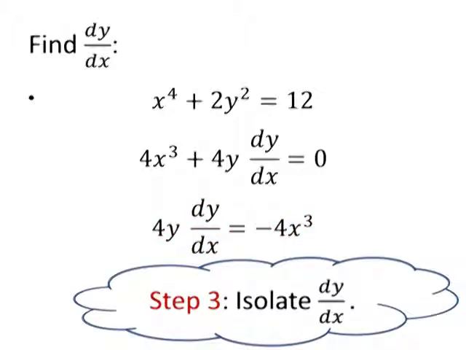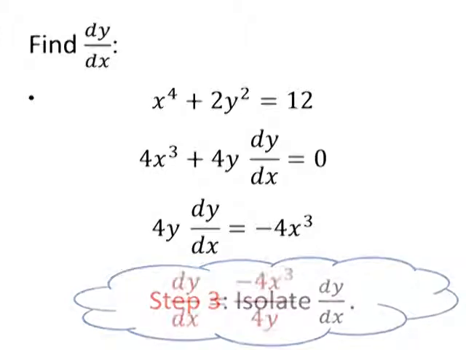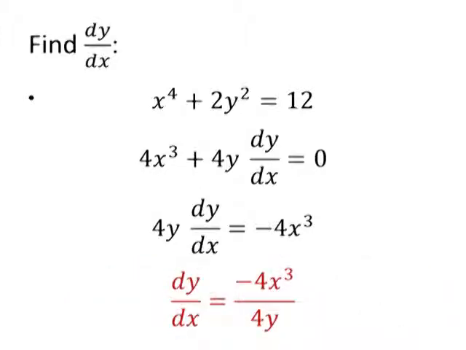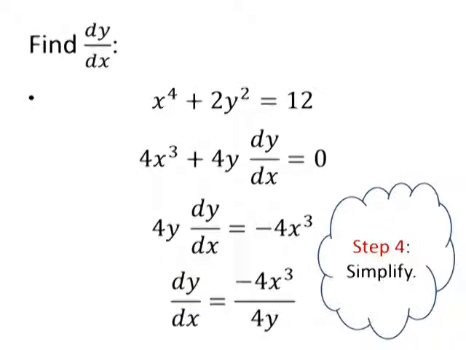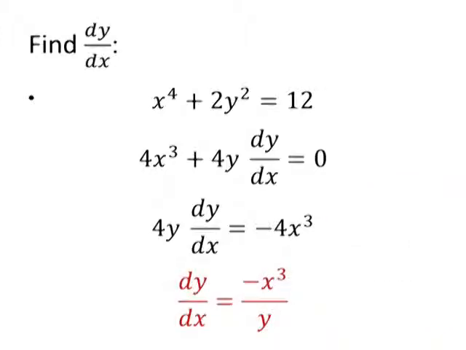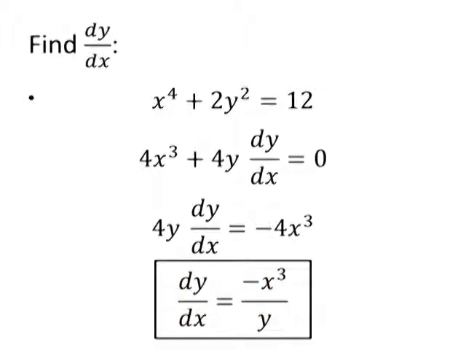Step 3 is to isolate dy dx. So in this case, I'm going to divide by 4y and get dy dx is equal to negative 4x to the third over 4y. The next step is to simplify if at all possible. Doing so in this case, I'm going to get that dy dx is equal to negative x to the third over y. And this is my final answer.